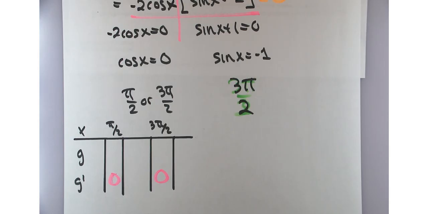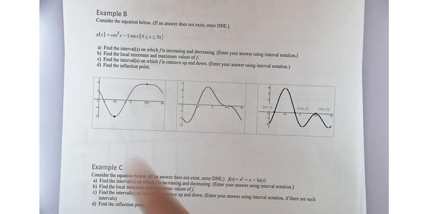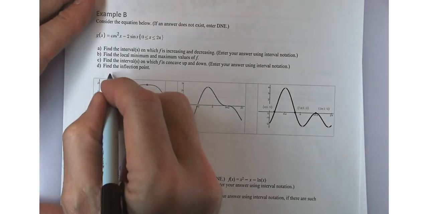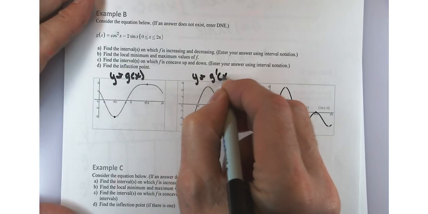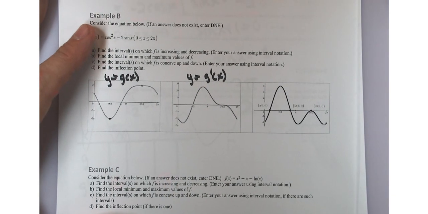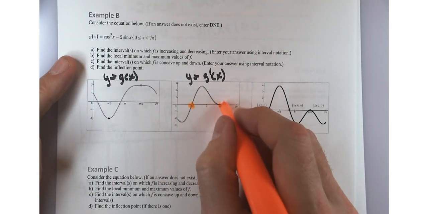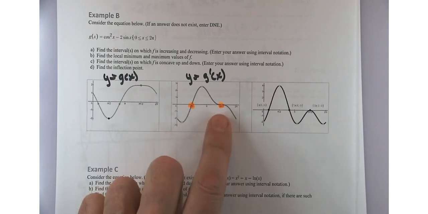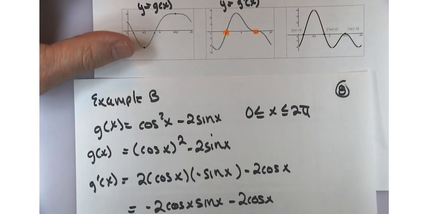But let me share with you some good news. I've already graphed some of these things for you. This is the graph of y equals g of x. Here's the graph of y equals g prime of x. And you can kind of see what we're already seeing, and that is that the function crosses the x-axis at these points, at pi over 2 and 3 pi over 2. Let's see if we can fill in some information about the derivatives just by looking at the graphs.